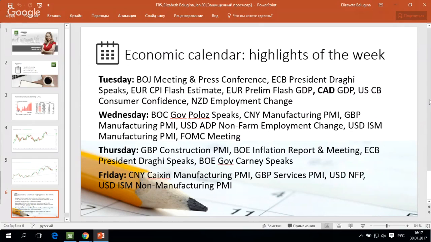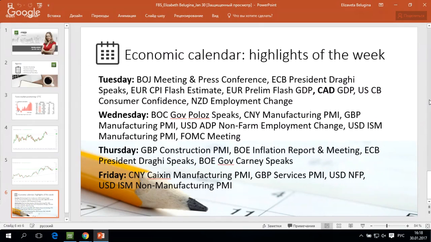Also, there will be flash inflation data for the euro area on Tuesday. This is important in context of the ECB policy and the euro. There will be a preliminary flash GDP of the euro area for the fourth quarter. There will be Canadian monthly GDP, US consumer confidence, and employment change and unemployment rate in New Zealand. This is Tuesday. On Wednesday, we'll hear from the Bank of Canada's Governor Poloz.